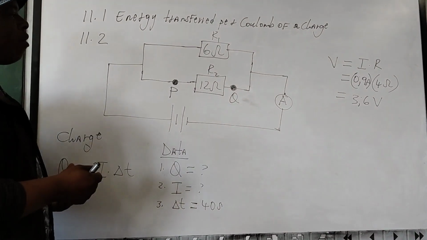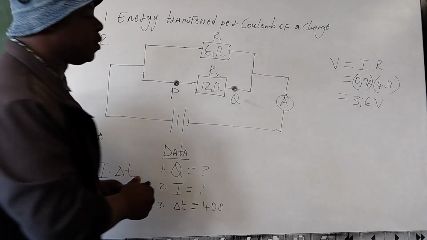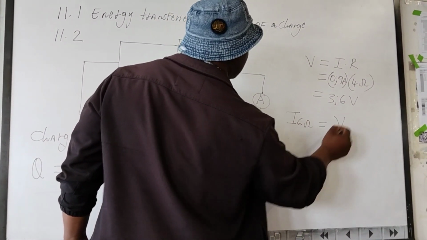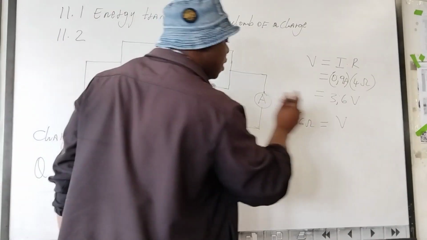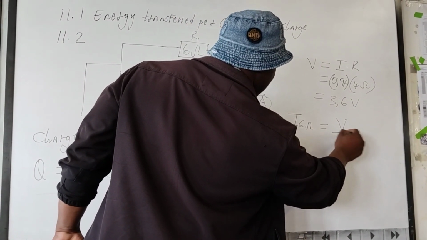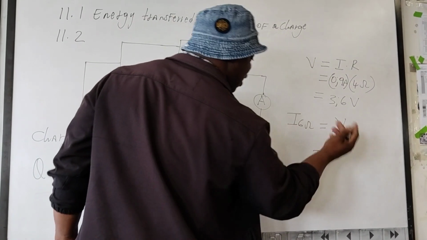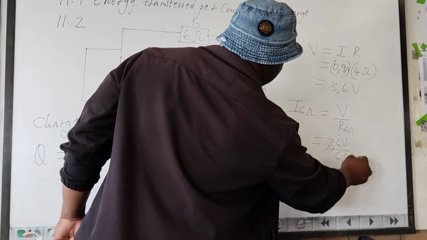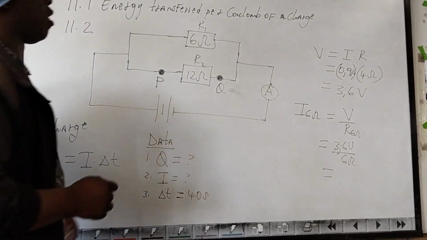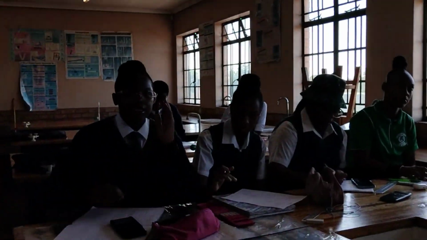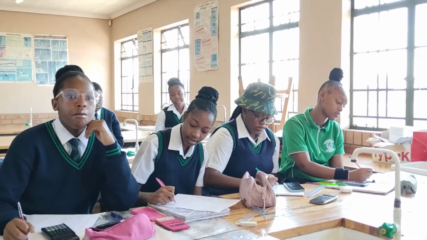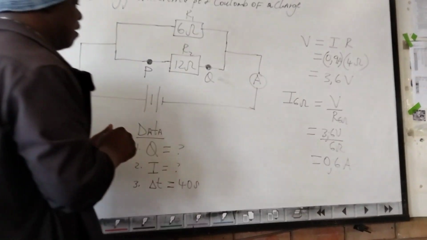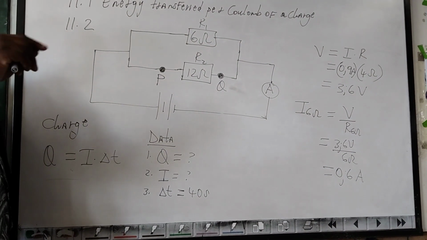Now, can we go and calculate the current through 6 ohm? The answer is yes. Current through 6 ohm is given by what? The voltage, because the voltage is the same. So it's voltage divided by R 6 ohm. If you prefer, you can just say R. Then it's 3.6 volts divided by 6 ohm. What is the answer here? 0.6 amperes.